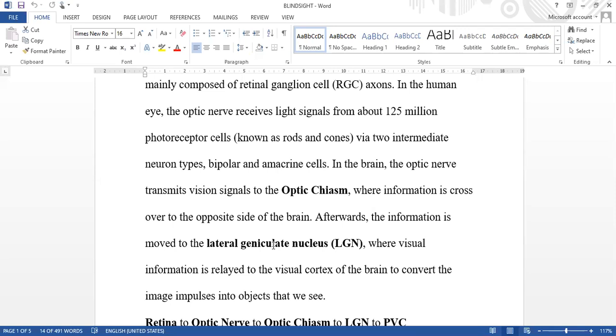All right. And the main area the information will move to is what is referred to as the primary visual cortex. We've already talked about this during brain and behavior. So again, what's the function of the primary visual cortex? I gave you about three names when it comes to it. So what's the function of the primary visual cortex?